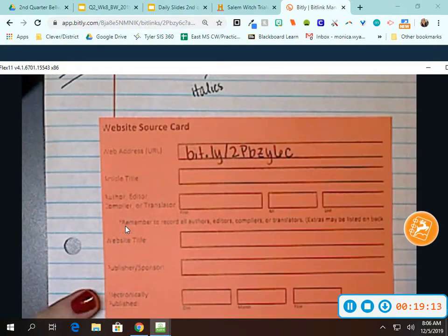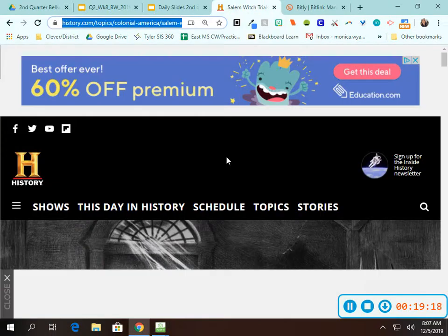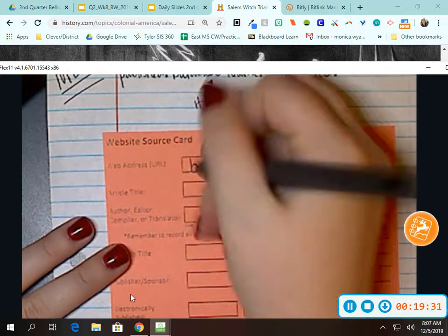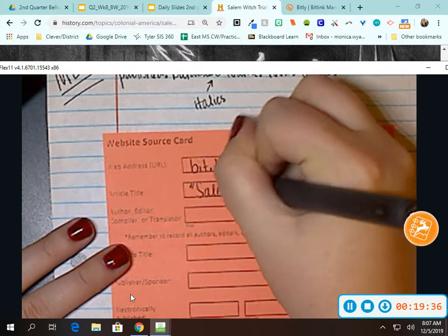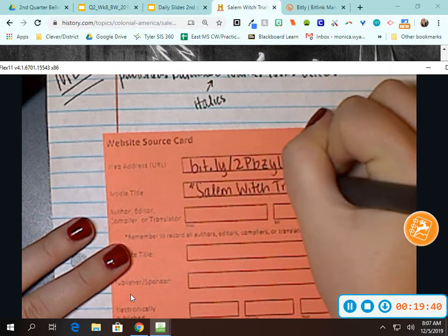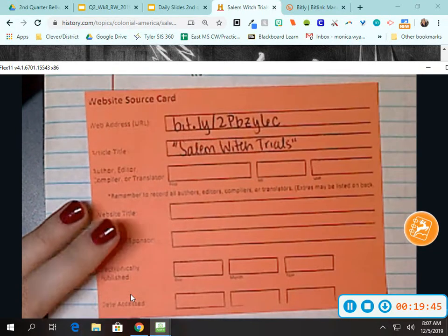Okay. Checked off the list. So now let's go back and we need to find the article title. So what do you think is the article title? There you go. What am I always going to put around the article title? Quotation marks. Very good. So just like on my database, it's called Salem Witch Trials. Just like that.